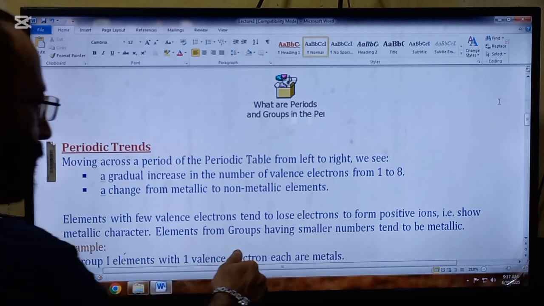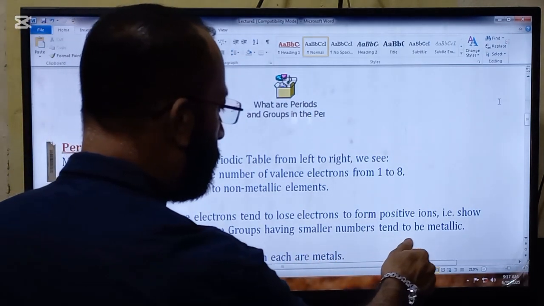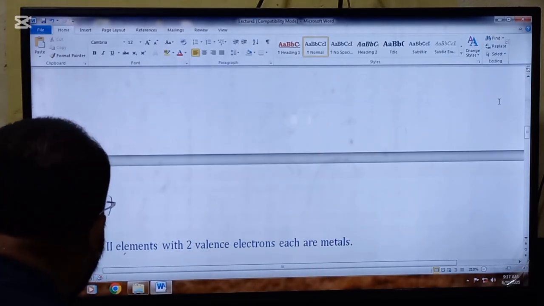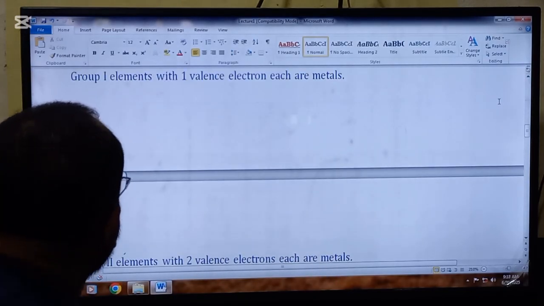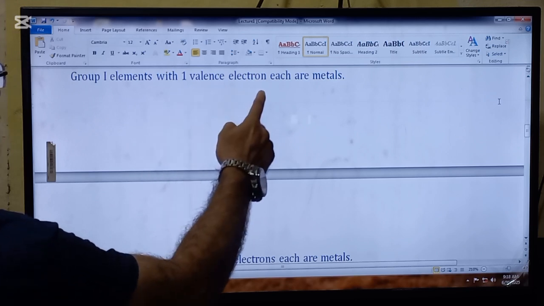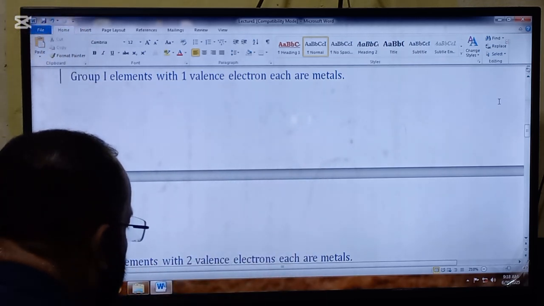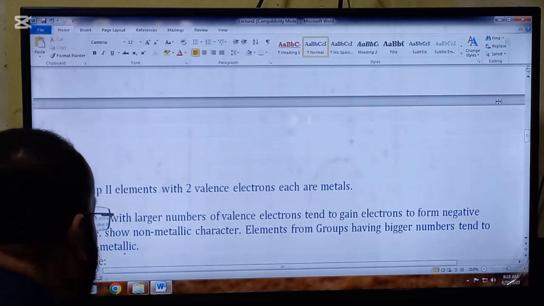And elements from groups having smaller numbers tend to be metallic. So this is the point to remember. An example is here: group 1 elements with one valence electron each are metals, and group 2 elements with two valence electrons each are metals.